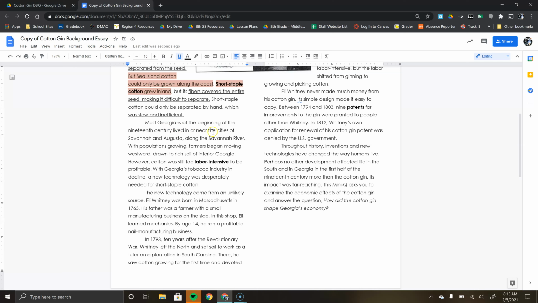All right, so most Georgians at the beginning of the 19th century lived in or near cities of Savannah and Augusta along the Savannah River. With populations growing, farmers began moving westward, drawn to rich soil of interior Georgia. However, cotton was still too labor-intensive to be profitable. With Georgia's tobacco industry in decline, a new technology was desperately needed for short-staple cotton.